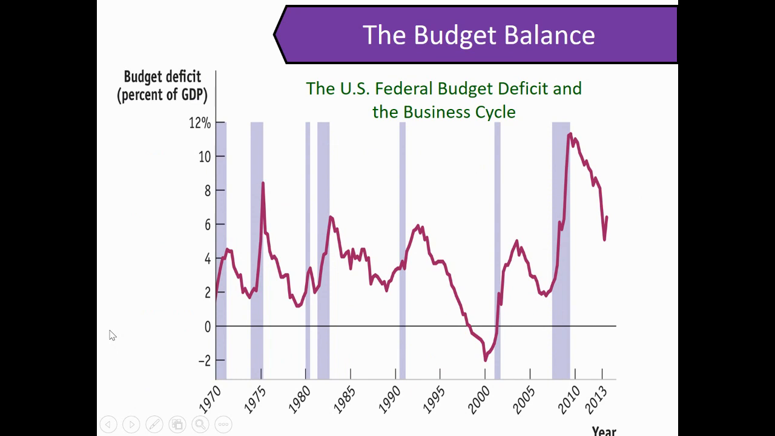So if we take a look at this graph right here, it shows us the U.S. federal budget deficit and the business cycle. Okay. And you can see here that our business cycle goes up and down, and then we see deficit spending increasing. We see that the budget deficit as a percentage of our GDP tends to rise during a recession, which is that shaded area, and then fall during expansionary times. Okay, so that is something that we're always constantly trying to balance.